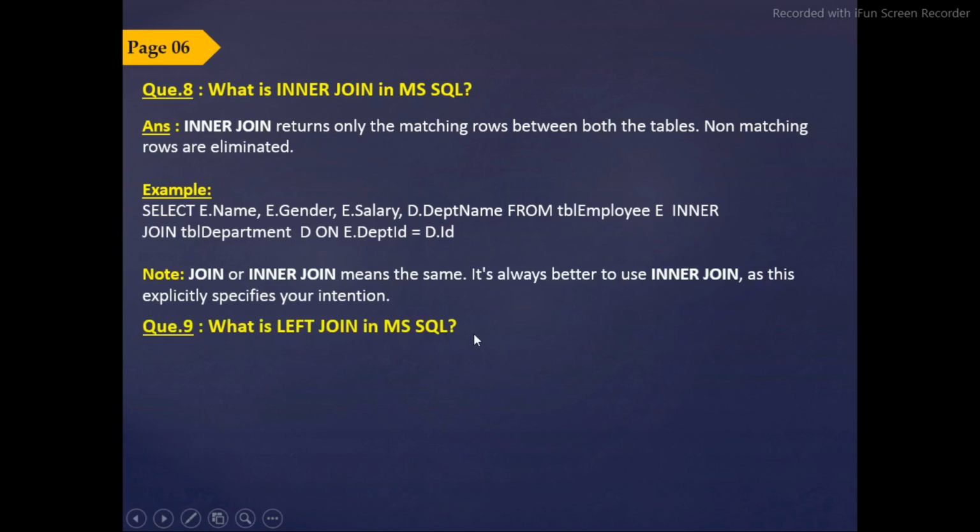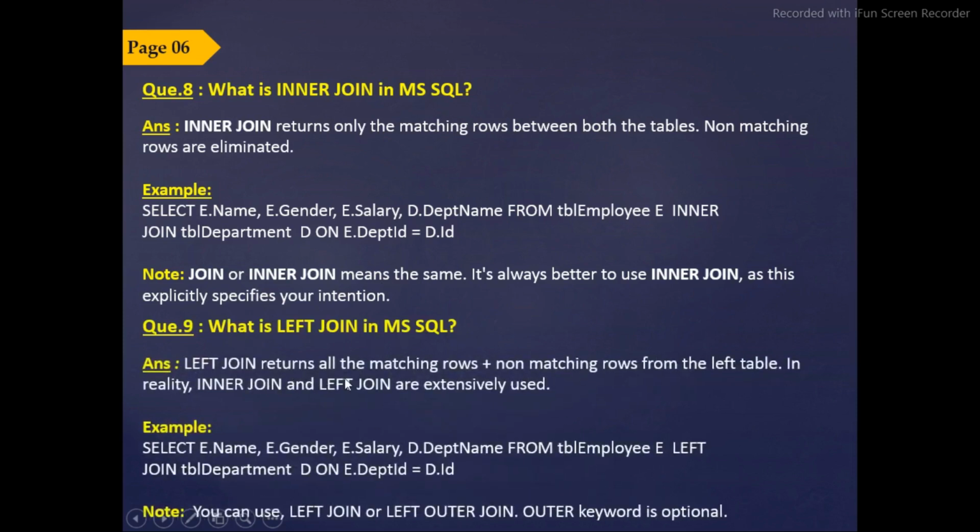What is left join in MS SQL? Left join returns all the matching rows plus non-matching rows from the left table. In reality, inner join and left join are extensively used. For example, select name, gender, salary, department name from table employee E left join table department D on E.dptid equals D.id. Please note here also, you can use left join or left outer join. Outer keyword is optional.